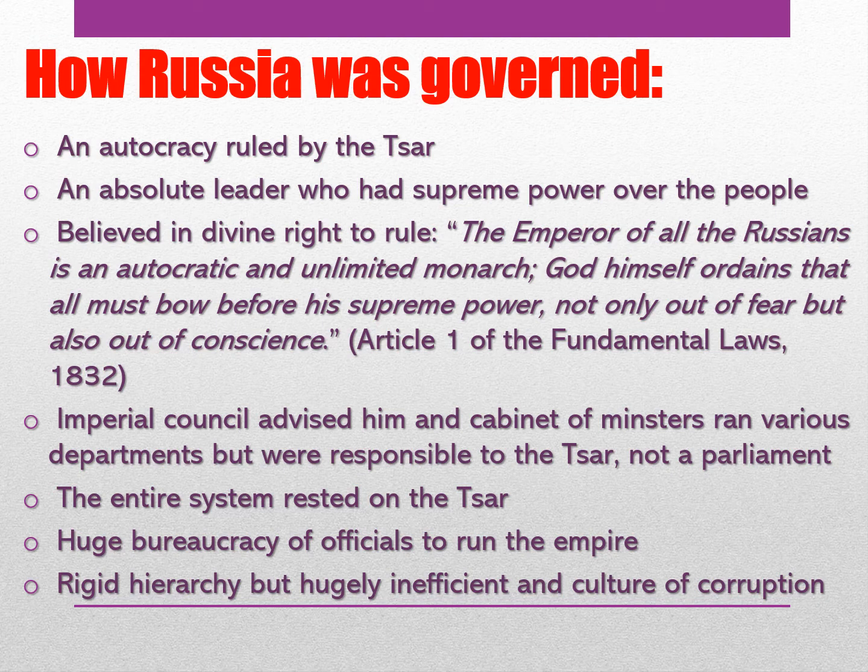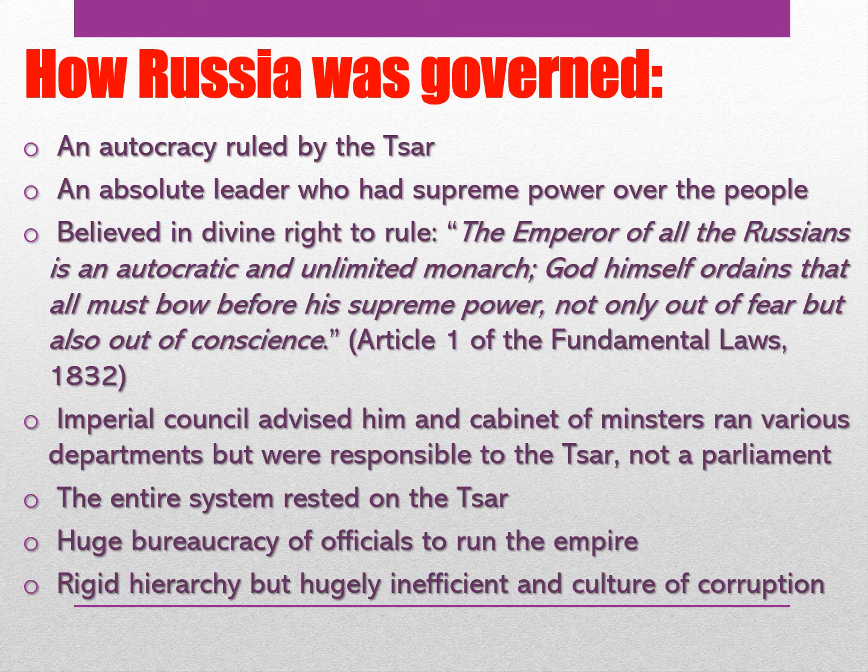The fundamental laws of Russia stated, Article 1 actually stated, the Emperor of all the Russians is an autocratic and unlimited monarch. God himself ordains that all must bow before his supreme power, not only out of fear, but also out of conscience. So basically, if you are a Tsar, you are a Tsar because you were born to do this. By blood, by right of God, you are the Emperor of all people and you are a complete supreme power.